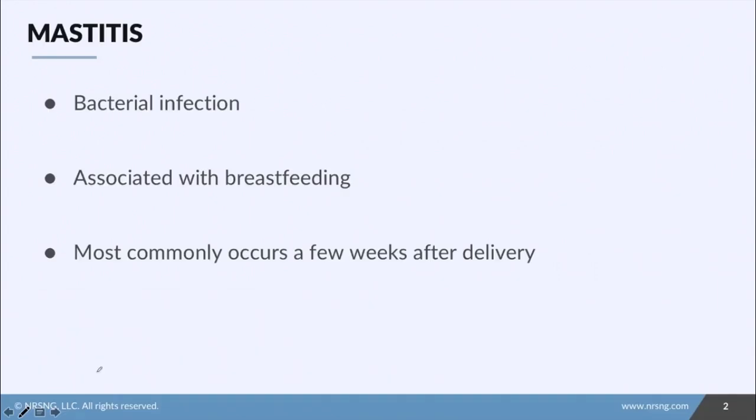In this lesson, I'm going to explain mastitis and what you're going to do for this patient. All right, let's get a few basics out of the way on mastitis. Mastitis is a bacterial infection, and it most commonly occurs in breastfeeding mothers. So it's associated with breastfeeding. And then it most commonly is going to occur a few weeks after delivery.